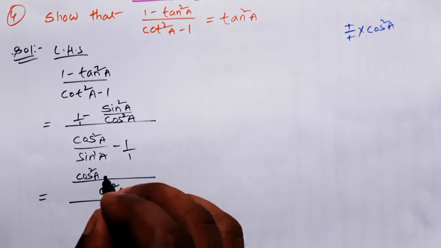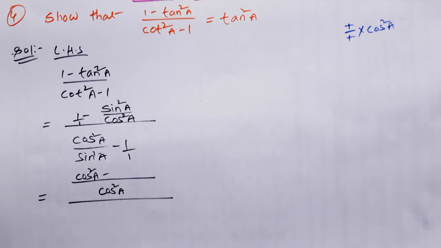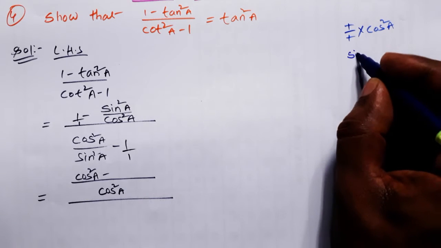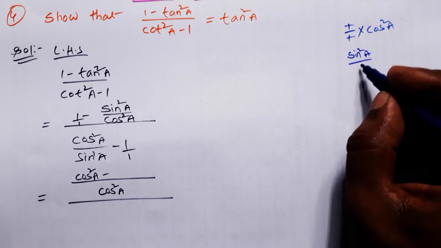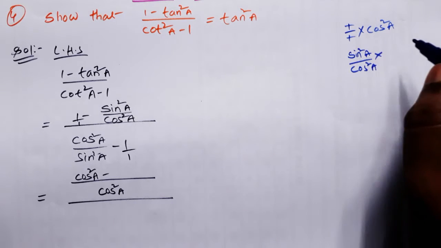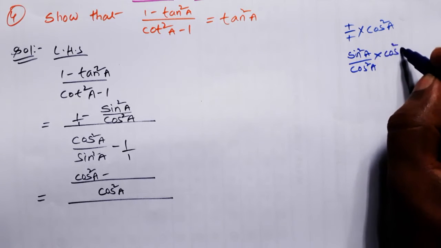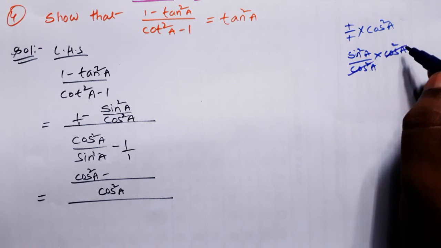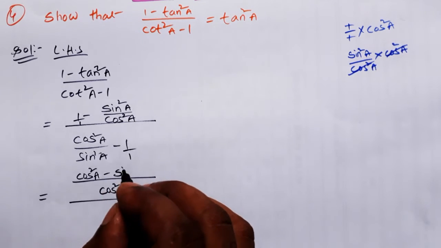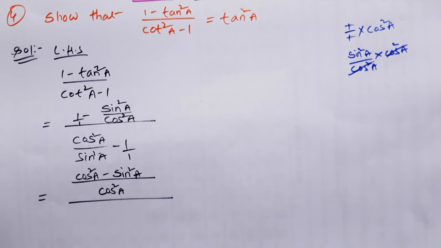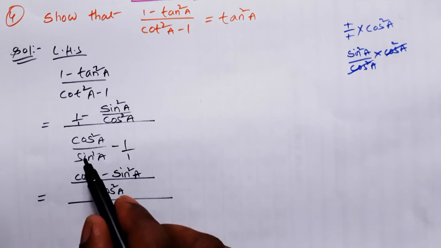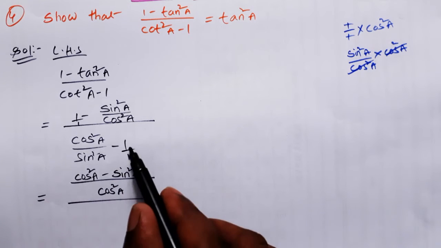Next we have a minus sign there. Minus. Take the second fraction. The second fraction is sin square A by cos square A. That also should be multiplied with the LCM, cos square A. Cos square A cancels. Remaining is sin square A. That is the numerator answer.